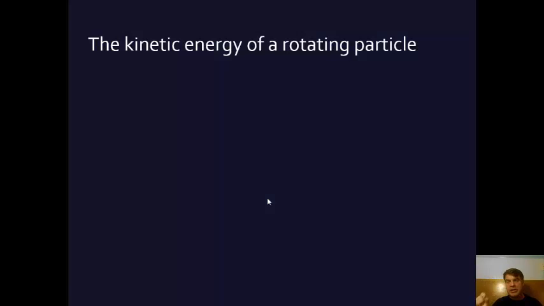Well, let's start out easy. Let's say that you have a particle on a bicycle wheel that's rotating. What's the kinetic energy of that particle that's rotating? Well, we know that the velocity of that particle is the radius of the circle times the angular velocity. That's from the previous section in the chapter.